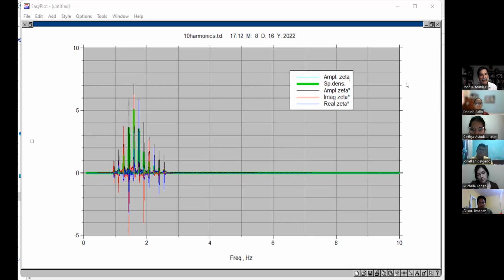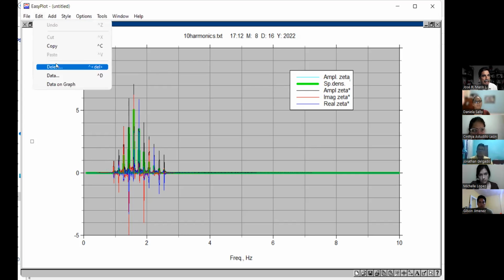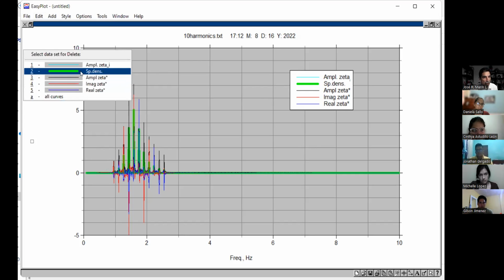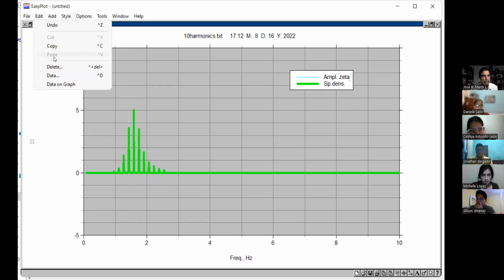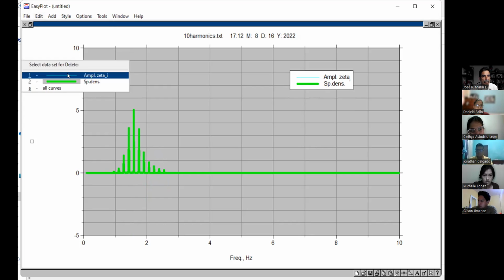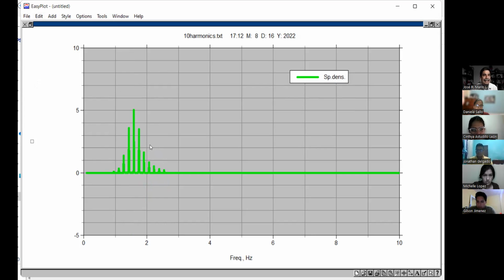So you have different functions. So I'm going to show you just the spectral density, okay? For that, what I do is I erase the lead curve. So the one that I'm going to show is just the green. So I'm going to erase all the other curves. The lead curve, this, the lead curve, that, and finally the lead curve, and this one here. So this is the spectral density. Okay.